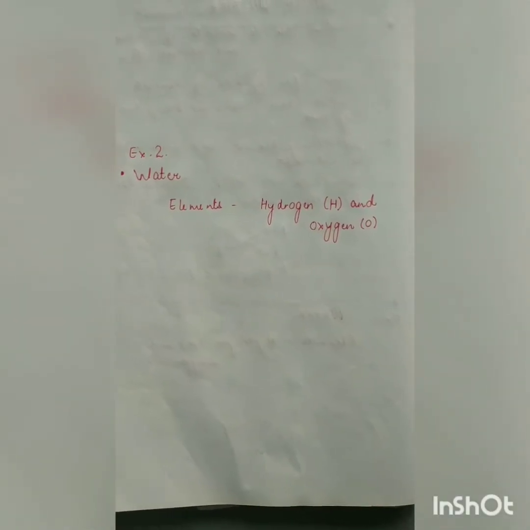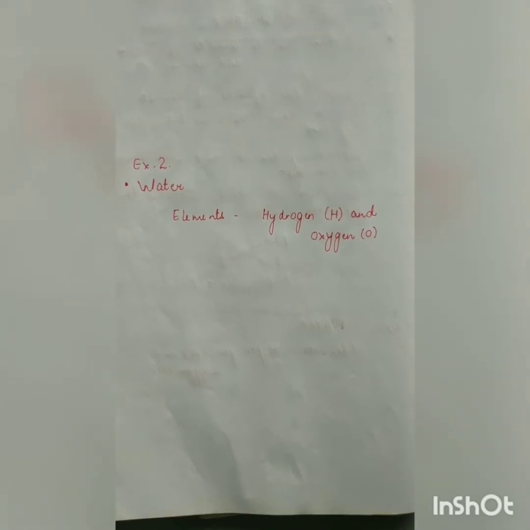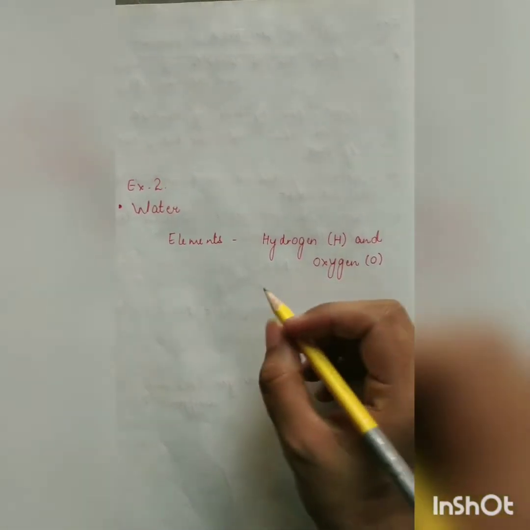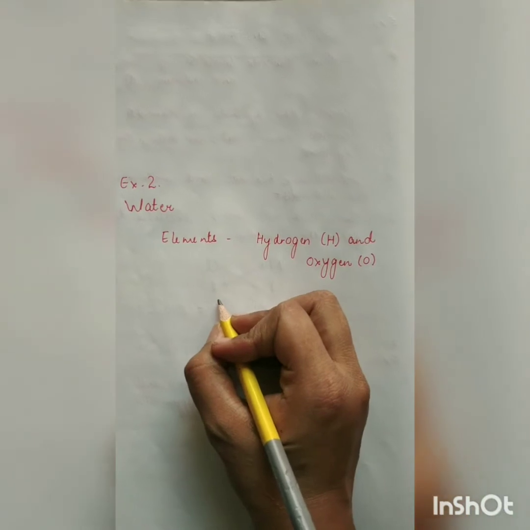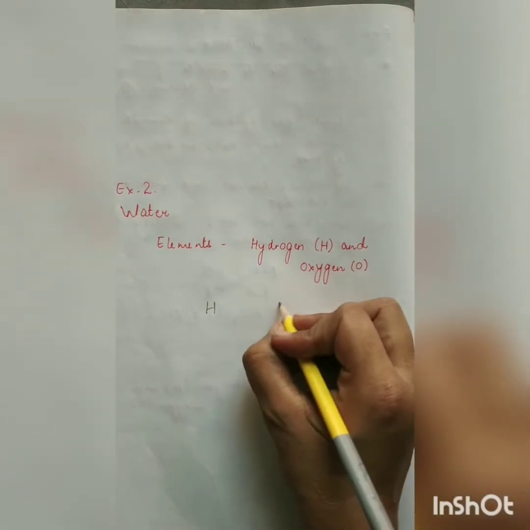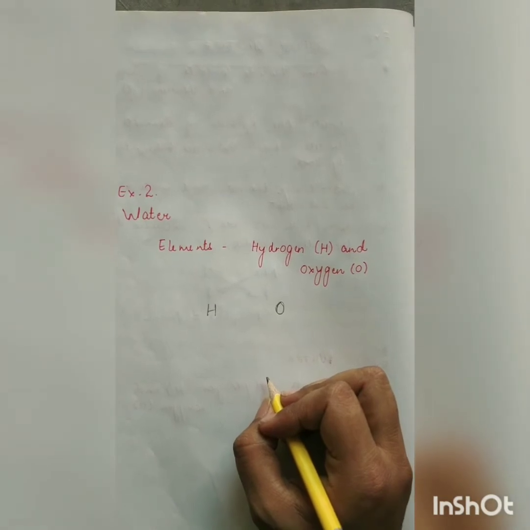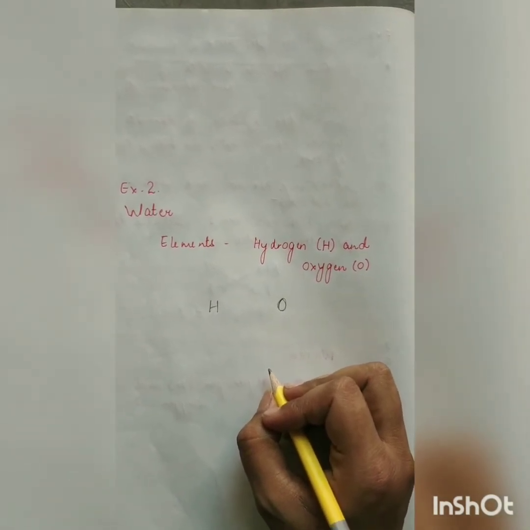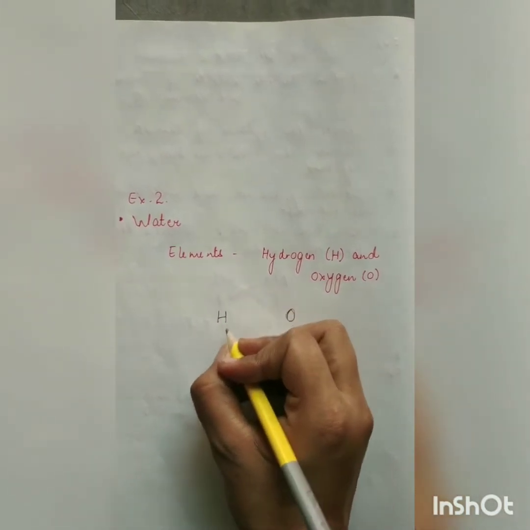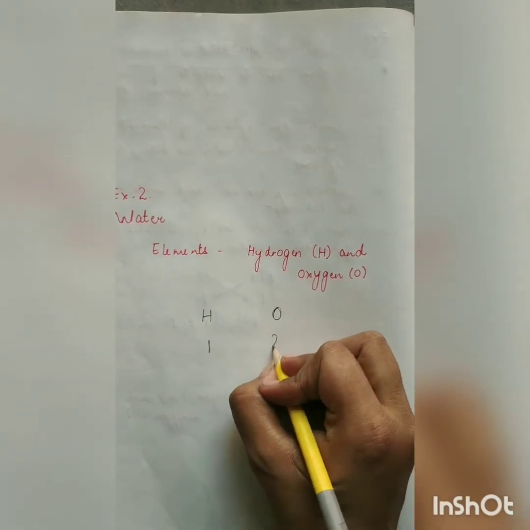Next, let's take example of water. As you know, water is a compound made up of hydrogen and oxygen. How to write its chemical formula? Let's know. First thing, you have to write symbol of the elements that make up a compound. Symbol of hydrogen is H and symbol of oxygen is O. Second step, write down the valencies just below the symbols. Valency of hydrogen is 1, as you know, and valency of oxygen is 2.